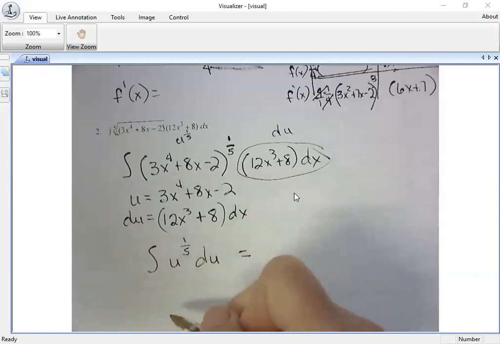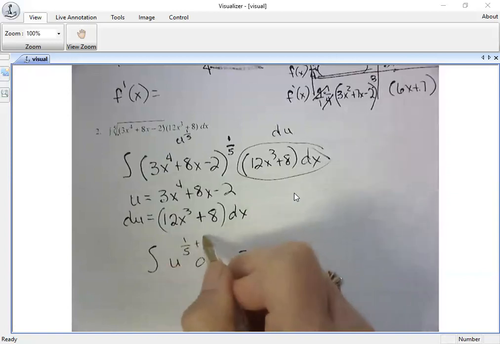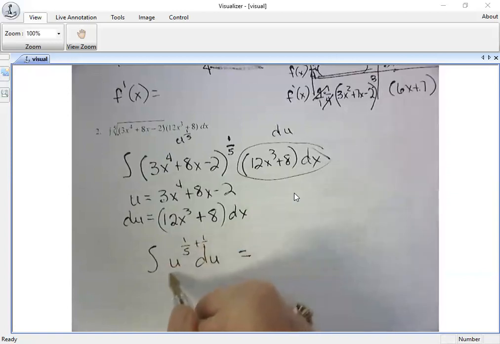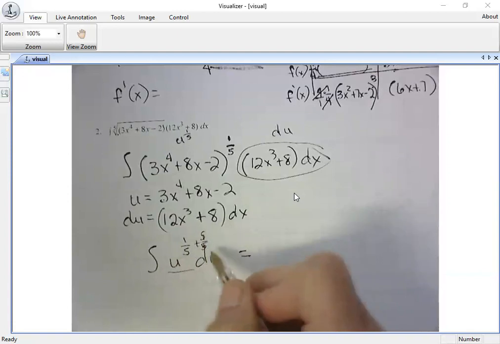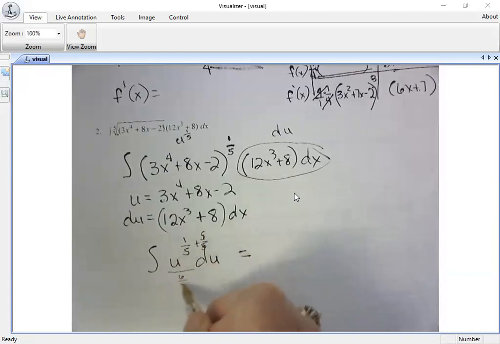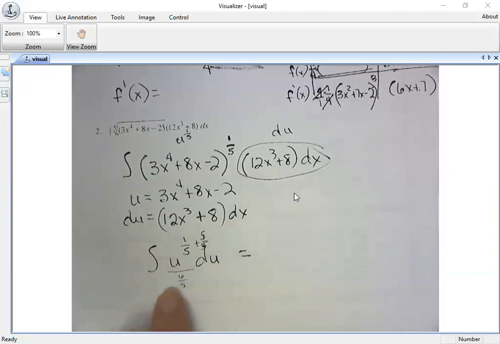Okay, add 1 to the exponent and divide by the new exponent. So if I'm adding 1, that's like adding 5/5. So that would be 6/5. So that's going to be the pattern for my integration. I probably don't want to leave it as divided by 6/5 though.